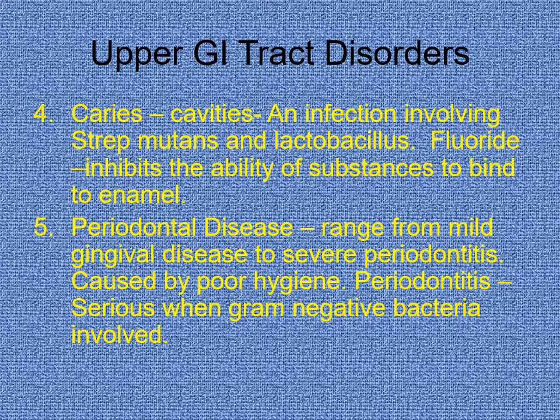And then we have dental caries or cavities, an infection involving Streptococcus mutans and lactobacillus. Fluoride helps because it inhibits the ability of substances to bind to the enamel. It also enhances the remineralization process. And then we have something called periodontal disease. There are actually eight categories of this disease, ranging from mild gingival disease to severe periodontitis. And it's commonly caused by poor hygiene, but some systemic diseases and medications can cause it also.